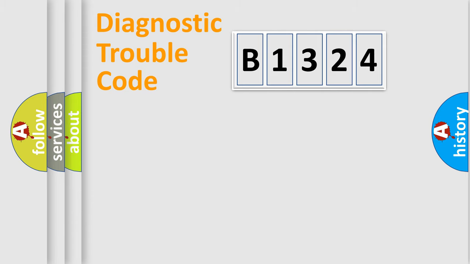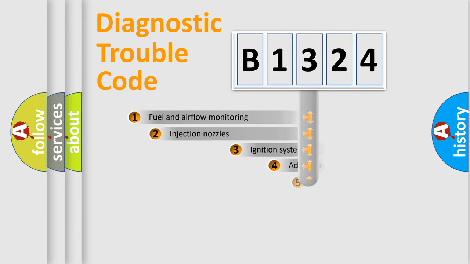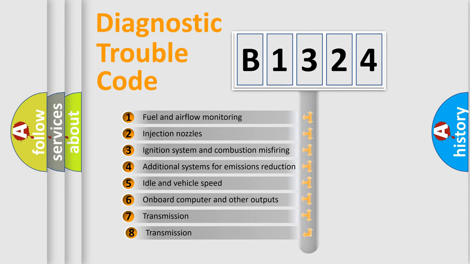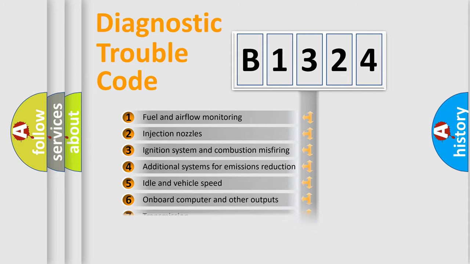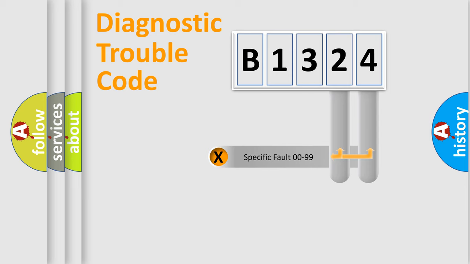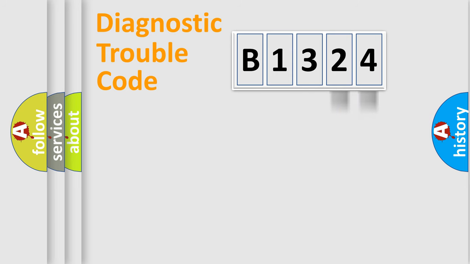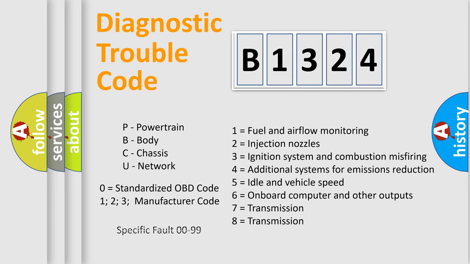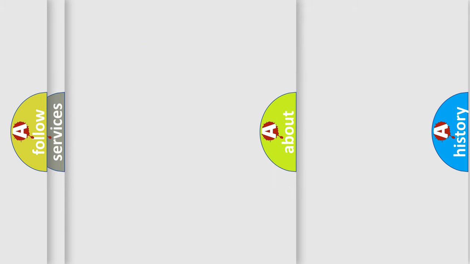In the case of the numbers 1, 2, 3, it is a more prestigious expression of the car-specific error. The third character specifies a subset of errors. The distribution shown is valid only for the standardized DTC code. Only the last two characters define the specific fault of the group. Let's not forget that such a division is valid only if the second character of the code is expressed by the number 0.